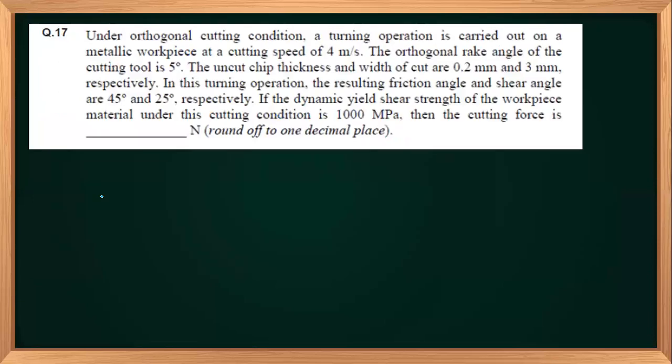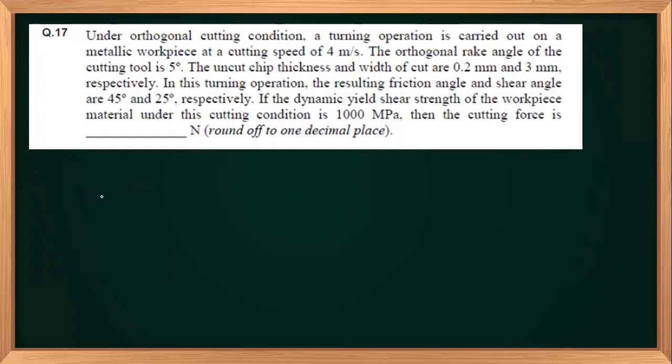Now we are coming to the problems. I think these are the 2 marks questions. The first one is from orthogonal machining, right? Under the orthogonal cutting condition, a turning operation is carried out on a metallic workpiece at a cutting speed of 4 meters per second. Please see, it's 4 meters per second.